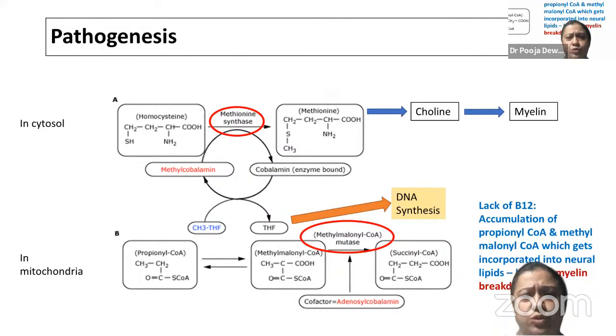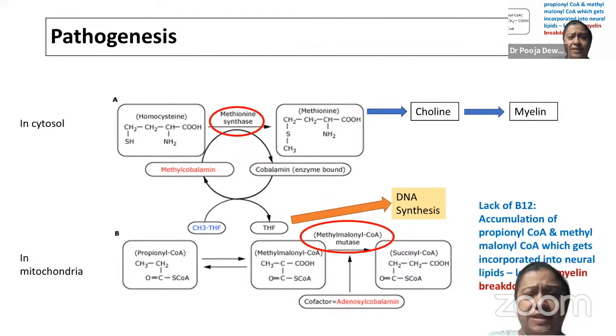So let's see how. In the cell, in the cytosol, there is the enzyme methionine synthase. Now, methylcobalamin acts as a cofactor and it converts homocysteine into methionine. This methionine has a role in myelin synthesis. So if you don't have methylcobalamin or there is a deficiency of vitamin B12 in the body, this conversion will not occur. Therefore, homocysteine will accumulate in the body and myelin formation will be disrupted.